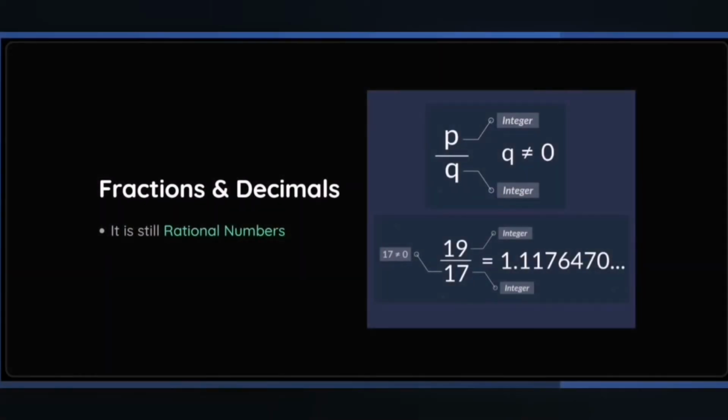Another situation: is this a rational number? Kindly refer to the fraction where we have 19 over 17. Since it is a fraction and the numerator and denominator are integers, we can say it is a rational number. 19 over 17 is equal to 1.117647, and so on. So for this case, we can say 19 over 17 is equal to a decimal number, so it is still a rational number, even though it is not a repeating decimal and not a terminating decimal, because the situation is equal for both sides.